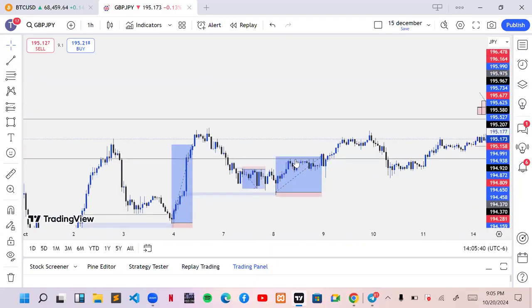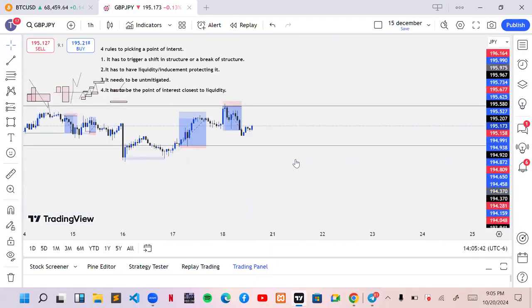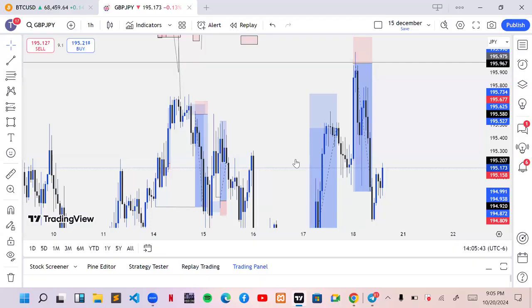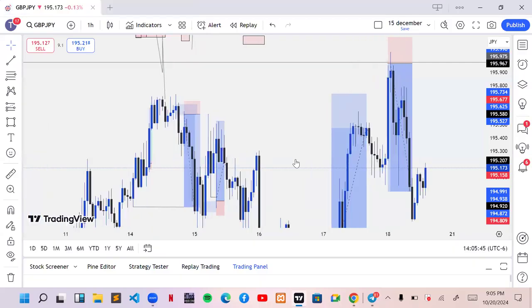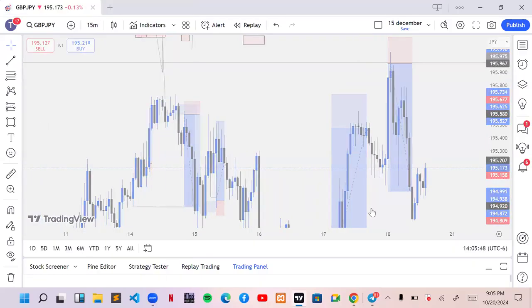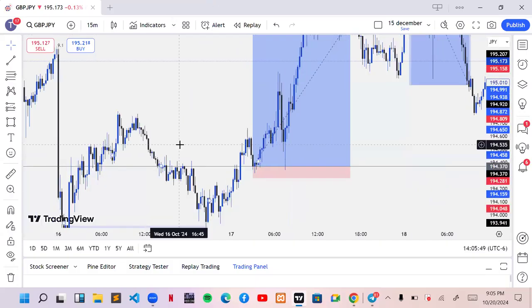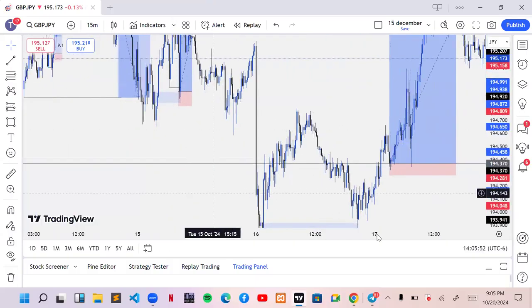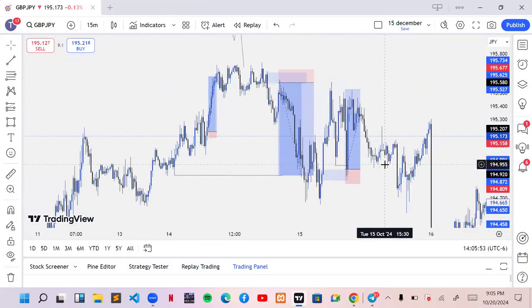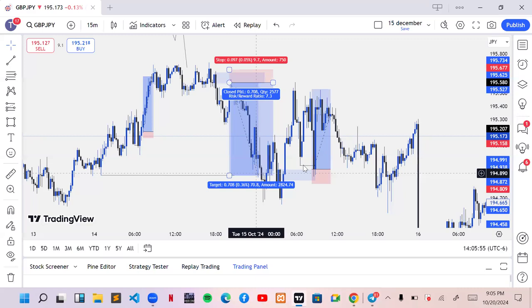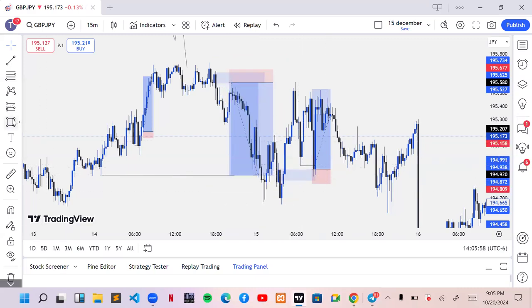There was a trade on GJ last week. Let me see if I can find GJ. I know GJ. Last week, I think I took that trade. This trade, this is the inducement. This is our breaker block, and there's another block down here. Market picked from this breaker block because this is the inducement and this breaker block is the one that is closest to liquidity.